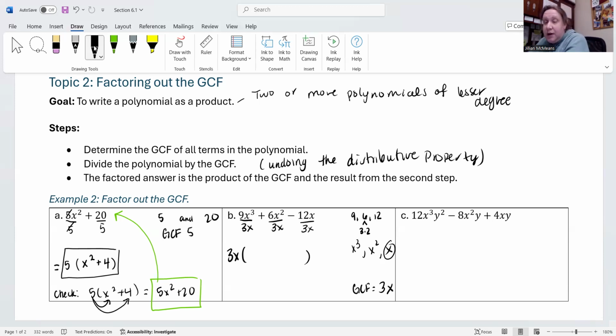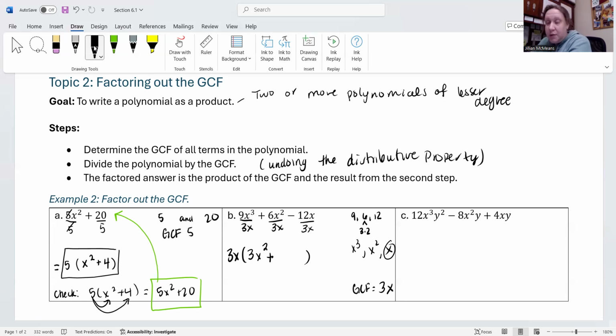So looking at 9x to the third divided by 3x, 9 divided by 3 is 3. And then you have to kind of go back to that idea of the quotient rule. The quotient rule says if you're dividing two expressions that have the same base, you keep the base and you subtract your exponents. So I have x to the third divided by x. Well, they have the same base, so I'm going to keep the base, which is x, and then I'm going to subtract my exponents. My exponents being 3 and 1. Well, 3 minus 1 is 2. Okay?